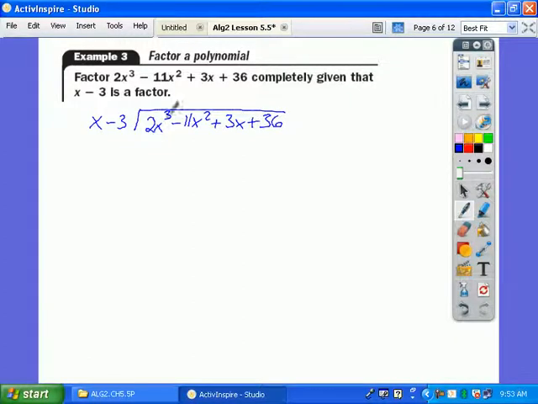Process 1. The first division, 2x cubed divided by x is 2x squared. This will go in the x squared column, 2x squared. Now we multiply back through. 2x squared times x, 2x cubed, 2x squared times minus 3, minus 6x squared.